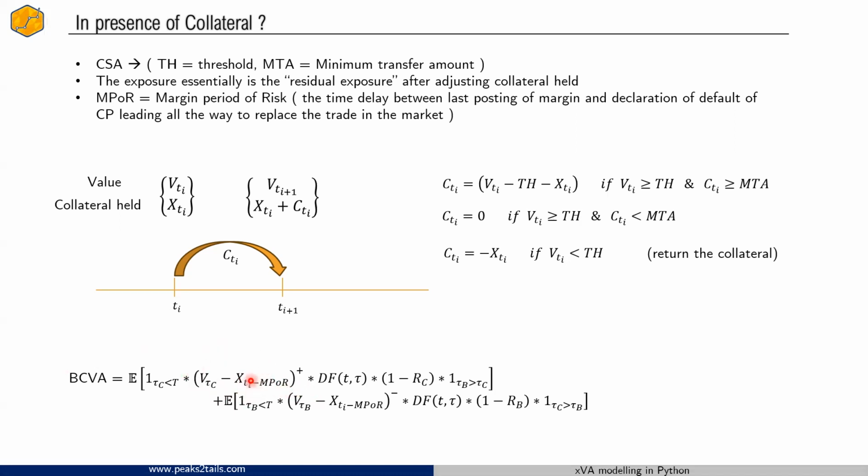Okay, so this is to reflect the true conservatism in terms of modeling the exposure. At the time when he's defaulting, the collateral you have could be from MPOR days before that default time, because this is the time till which you do not receive anything. MPOR is the maximum time for which there is no collateral transfer. So to be conservative, you offset with the collateral that was available MPOR days before the time of default. And everything else remains the same.